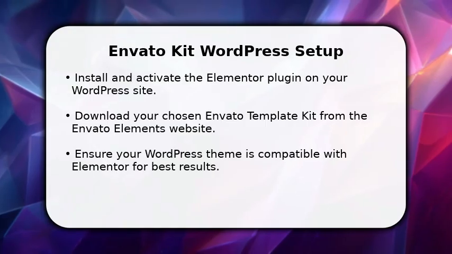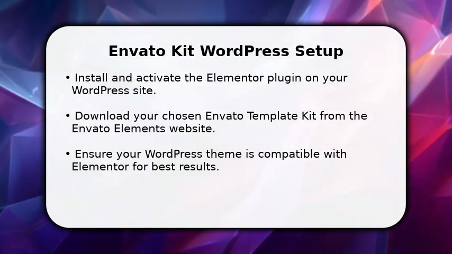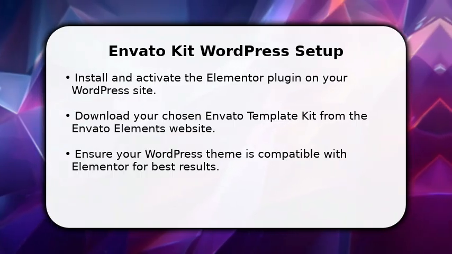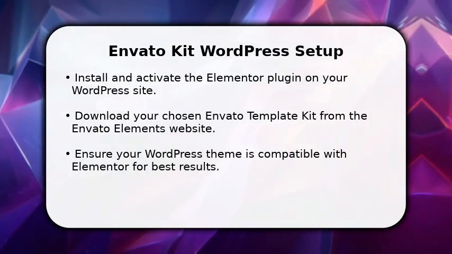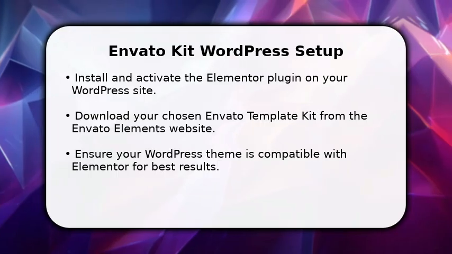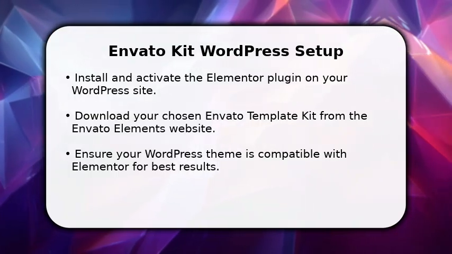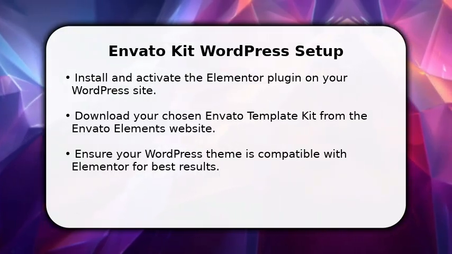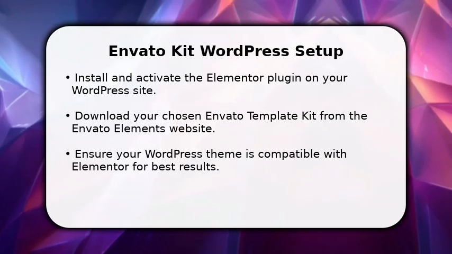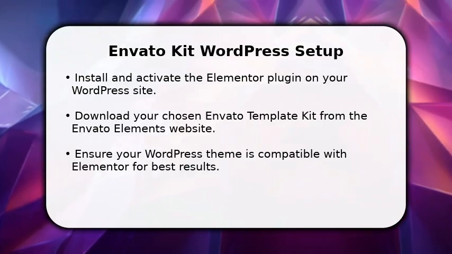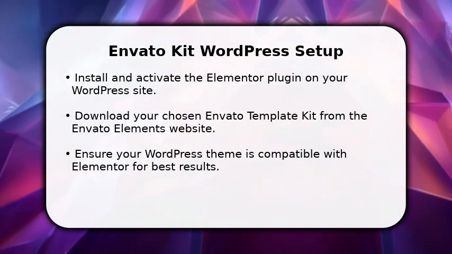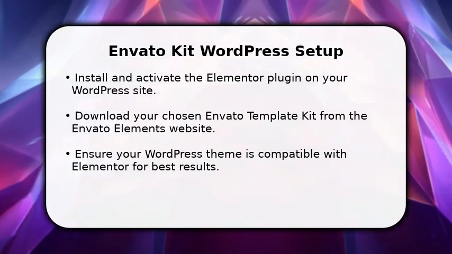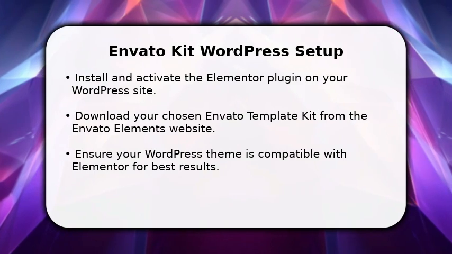In this video, I will show you how to use an Envato Template Kit in WordPress. First, ensure you have WordPress installed and running. Then, install and activate the free Elementor plugin, which is essential for these kits. Next, download your desired Envato Template Kit from Envato Elements. Make sure your current WordPress theme is compatible with Elementor to avoid any conflicts. This initial setup takes only a few minutes, preparing your site for a beautiful new design.